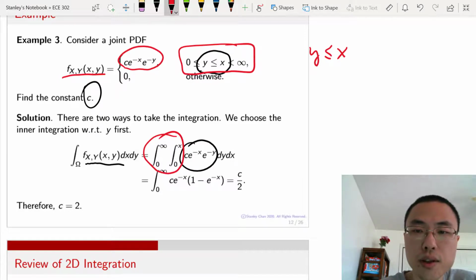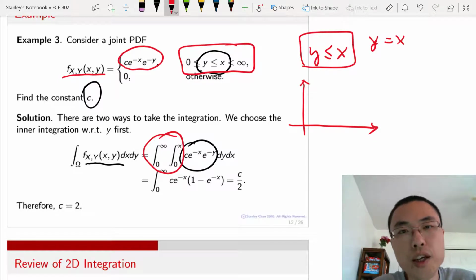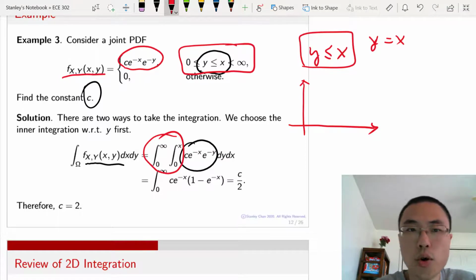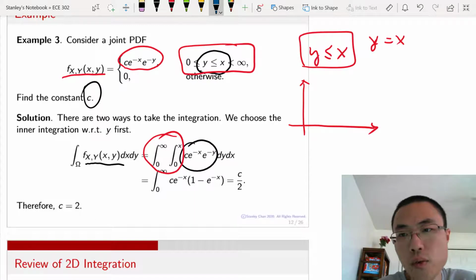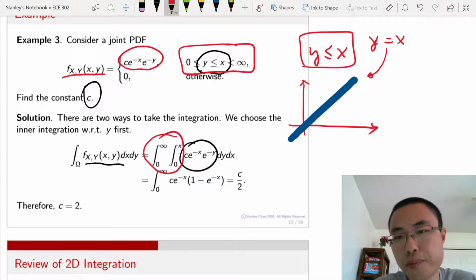Let's look at this equation, y less than x. Let's look at y equals x instead of worrying about the inequality sign. Y equals x. Is it a straight line, a curve, or a parabola? Of course, it has to be a straight line. What is the slope of the straight line? 1. And what is the y-intercept of this line? 0. So this is the line of y equals x.